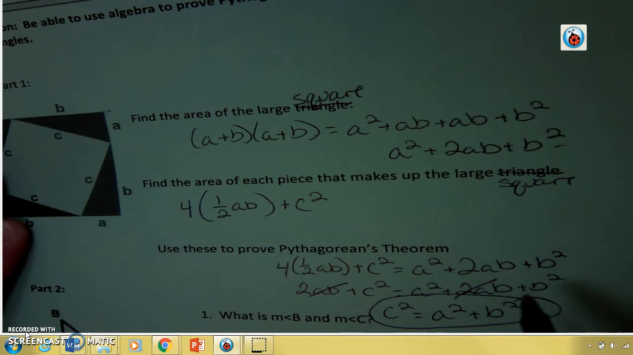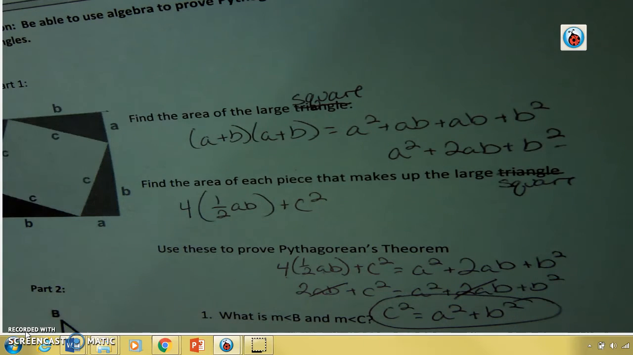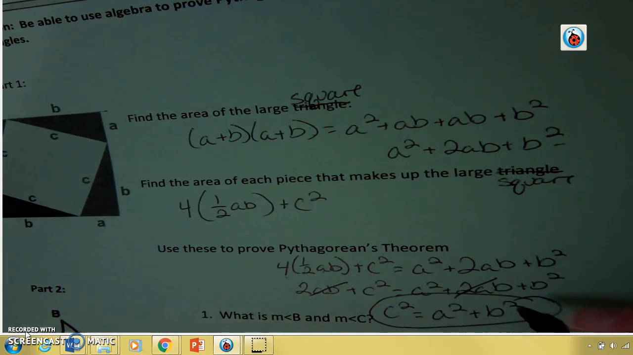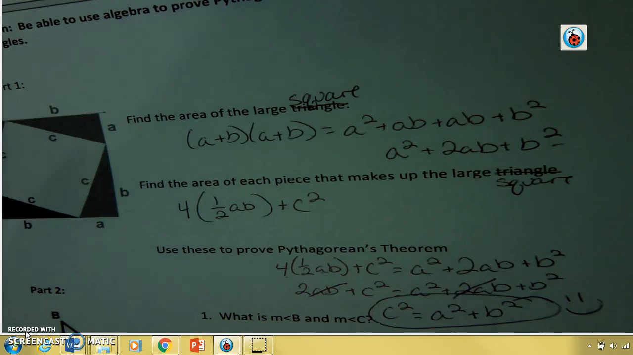So right there is actually the proof of why Pythagorean theorem works, because we can find the area in both ways and we get the same thing. So that's just our proof of Pythagorean's theorem. Yay! I know that makes you all happy.